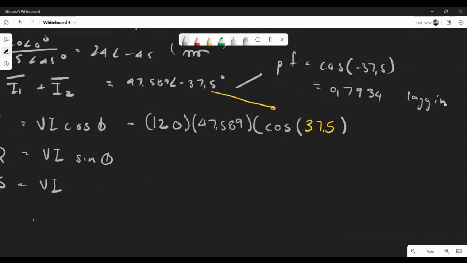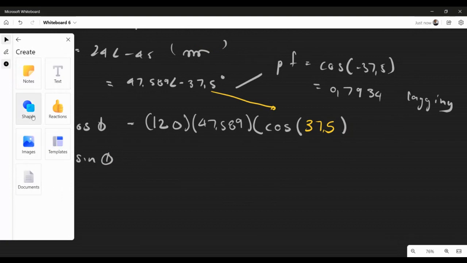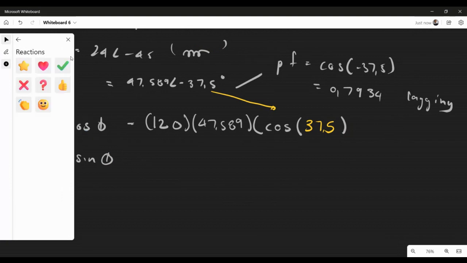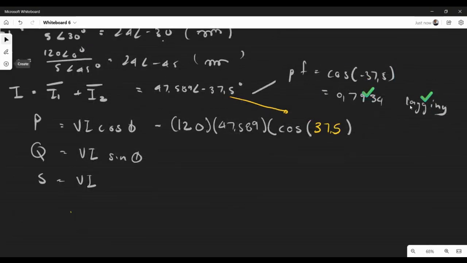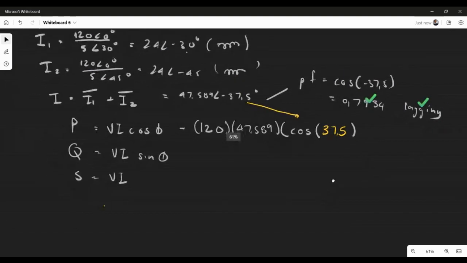I want to make you aware, especially with power factor, I typically allocate a mark for the value and a mark for lagging or leading. Is that clear to everyone? So that is how I typically give my marks for this particular question. Or maybe I just give 1 full mark.